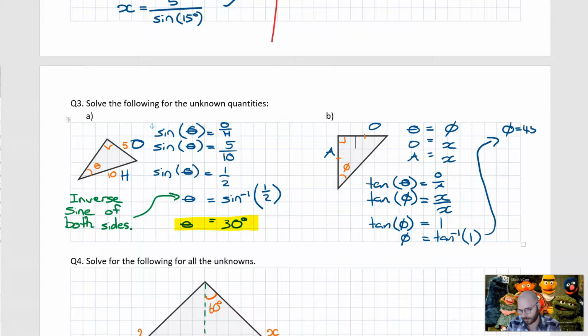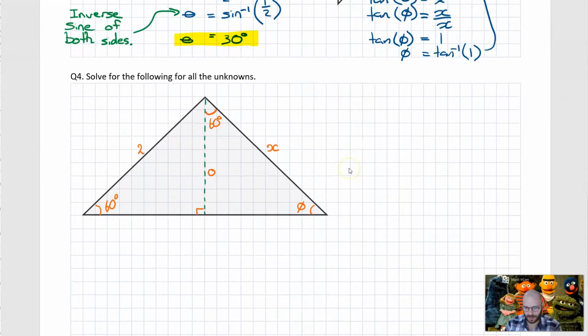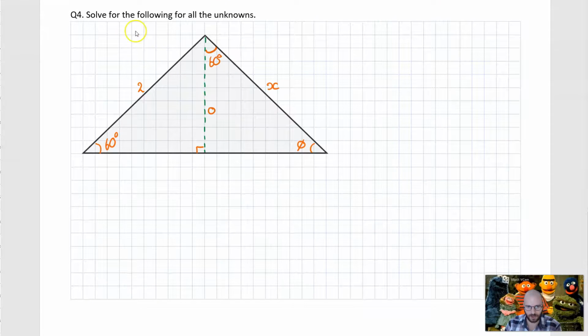Okay, going down, we have question 4: solve for all of the unknowns. So we've got this triangle here, the unknowns being the opposite, or O, x, and phi. Now, we could simply go straight in for the kill and solve the value of phi over here, because we know the angle here, and we've got the angle over here because if this is 90 degrees, then this side must also be 90 degrees.